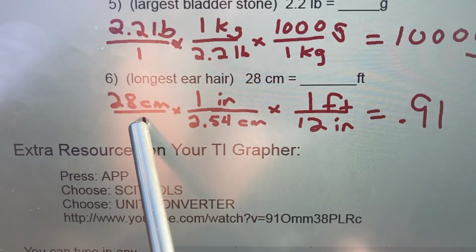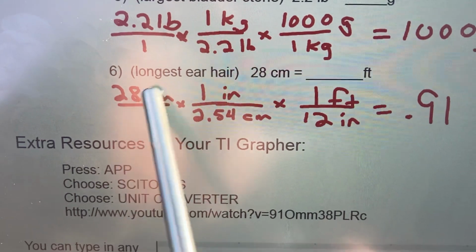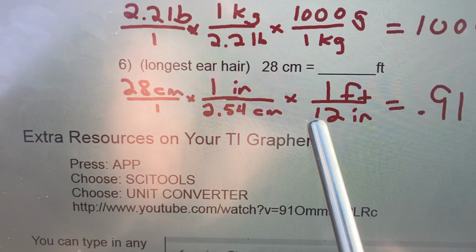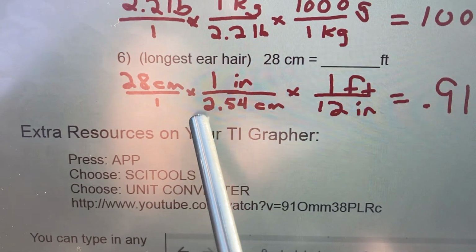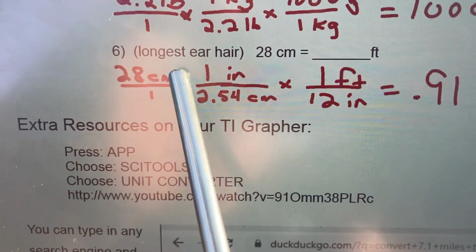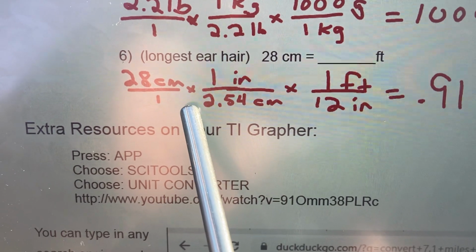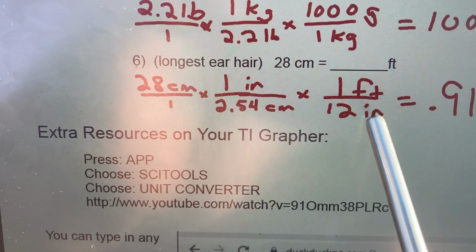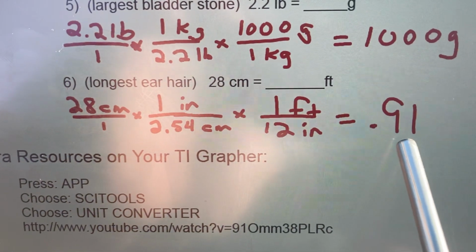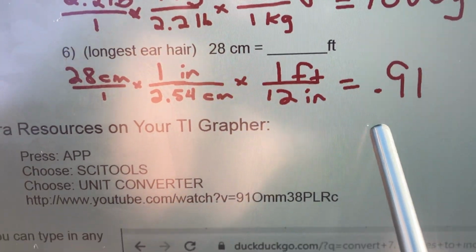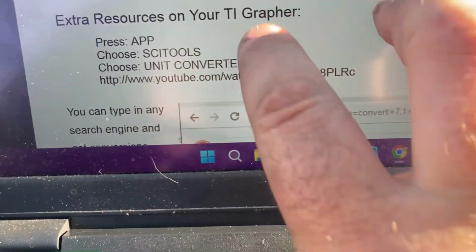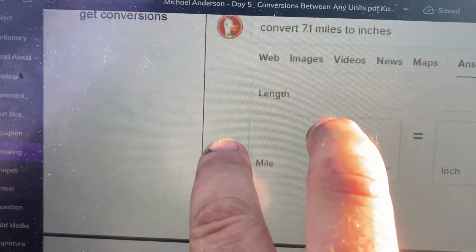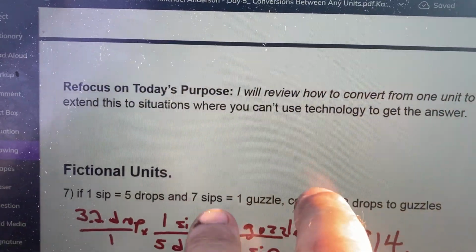Now, a lot of people in these kind of problems are going to want to say 28 divided by 2.54 times 12. If you want to do it that way, you have to do 28, hit the divide by key, and then parentheses, 2.54 times 12, and then end parentheses, and that will be your 0.91. Here's a little bit about graphers, but you can read that on your own and experiment if you have a grapher.